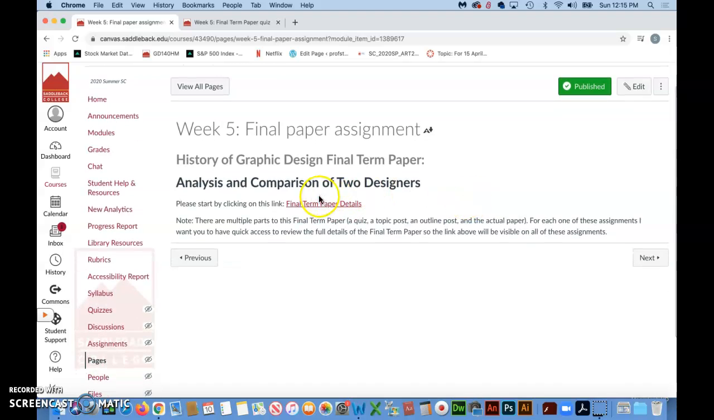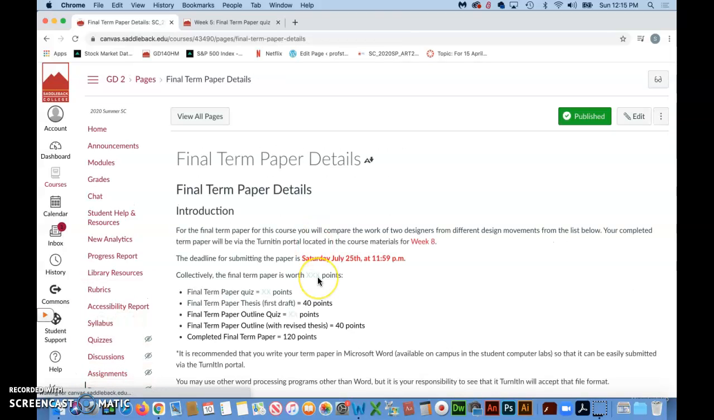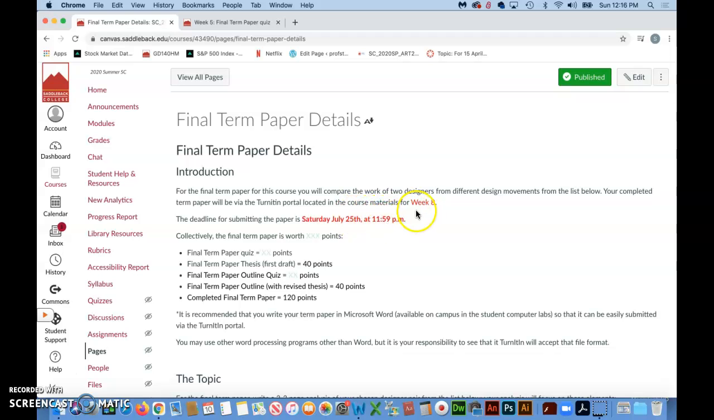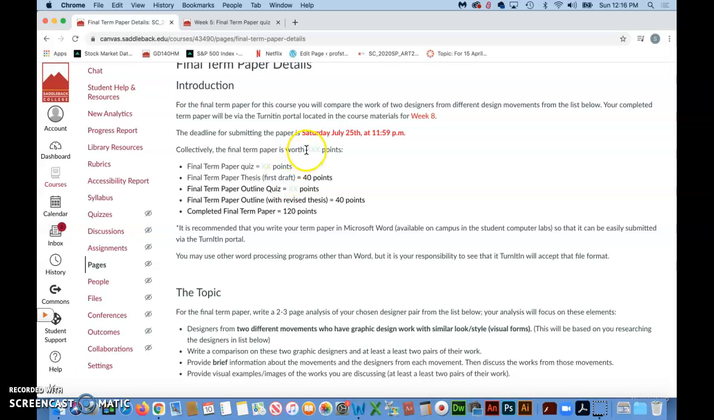Another reason is when you go in here, this detail may change semester to semester. So for example, when you click on this little link here for final term paper, which you will see in every assignment for the term paper, everything is just in one place right here. It'll look something like this, but obviously the dates will change for your class, and the weeks will change depending on how long your class is. The points may change from semester to semester.